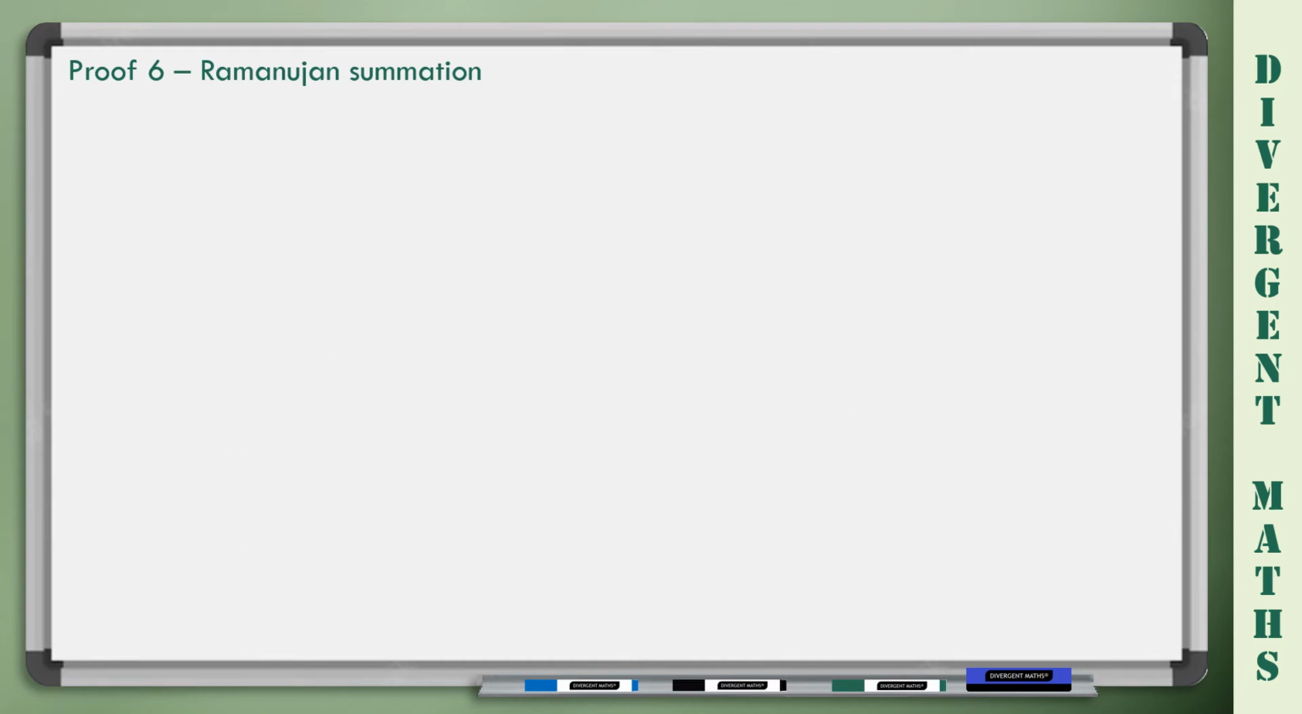Proof number 6, Ramanujan summation. Let us apply Ramanujan's summation method. What is Ramanujan's summation method? The sum from n equal 1 to infinity of the function f evaluated at n is equal to -1/2 of the function evaluated at 0 minus the sum from m equal 1 to infinity of the even Bernoulli number divided by 2m factorial times the 2m minus 1 derivative of that function f evaluated at 0.